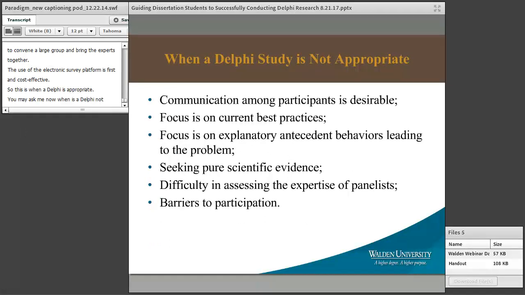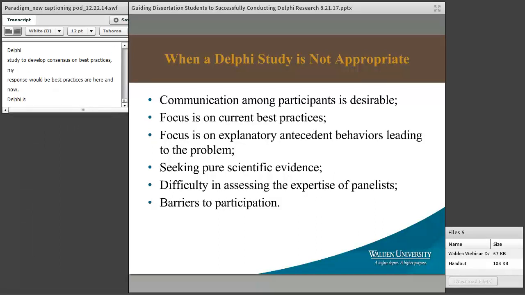A Delphi is not appropriate when direct communication amongst participants is desirable, or when the focus is on current best practices. Again, this is my interpretation, but as a URR, if I saw a study coming in saying that there was a Delphi study to develop consensus on best practices, my response would be that best practices are here and now. Delphi is forward-looking. It's the future. So we're looking at future practices, not best practices today.